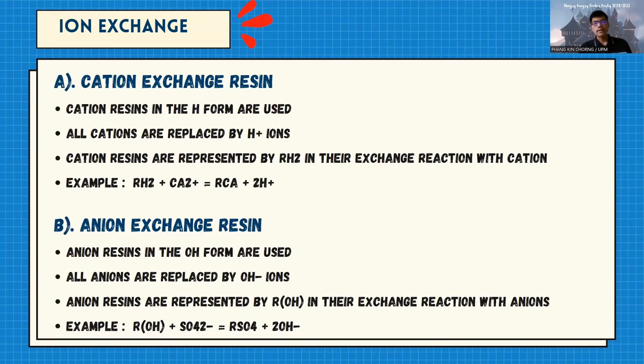Moving on to the cation exchange resin. In the cation exchange resin, all cations are replaced by H+ ions, in which the cation resins in H form are used. Cation resins are represented by RH2 in their exchange reaction with cations. The exchange reaction of cation resins is as follows. For anion exchange resin, all anions are replaced by OH negative ions, in which the anion resins in the OH form are used. Anion resins are represented by ROH in their exchange reaction with anions. The exchange reaction of anion resins is as follows as well.